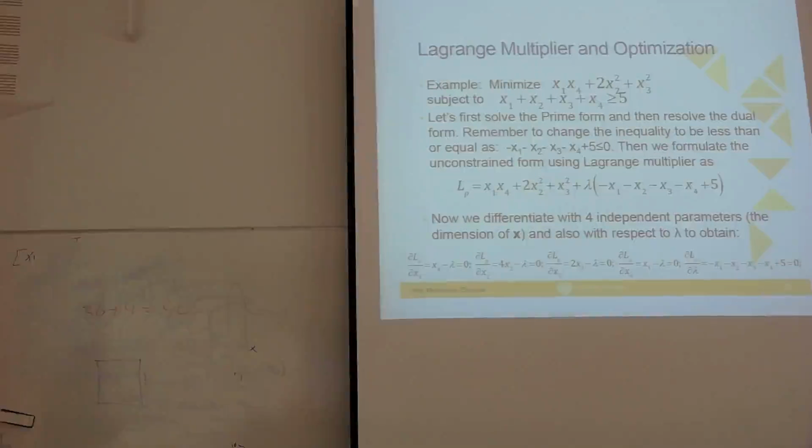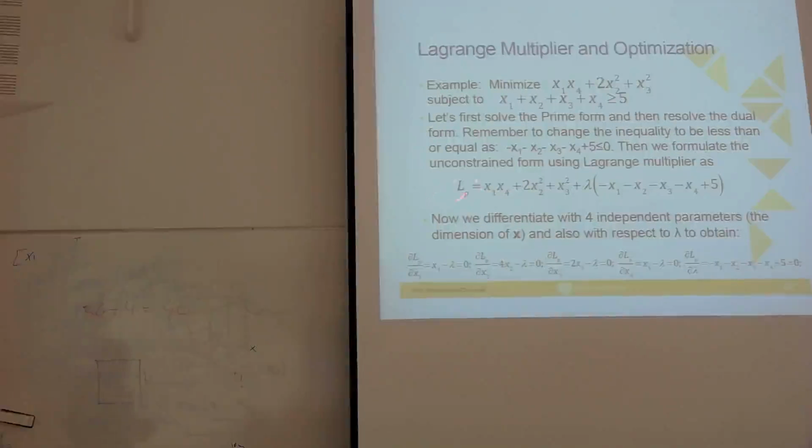Okay, we take an example to explain this concept. We would like to minimize x1 times x4 plus 2x2 squared plus x3 squared, and we have only one constraint: x1 plus x2 plus x3 plus x4 should be greater than or equal to 5. To put this in the standard form, we take this 5 here, but it needs to be less than or equal, not greater than or equal, so we multiply the whole inequality constraint by -1. So we have the same in the standard form.